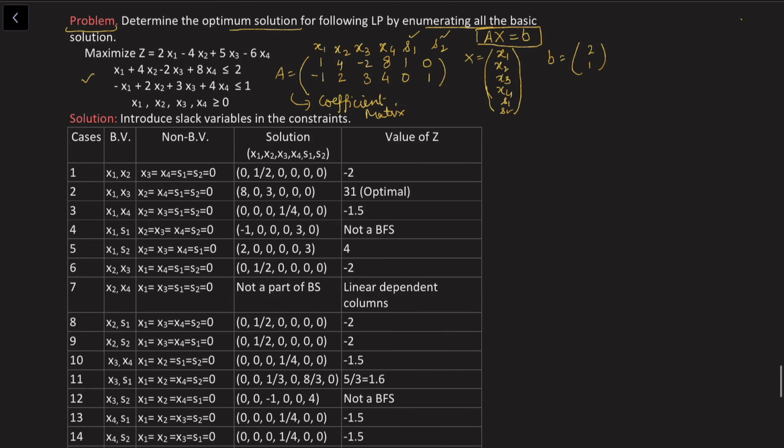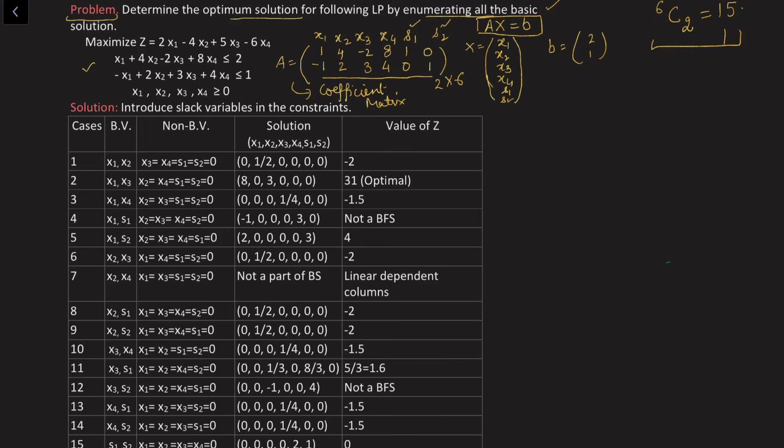Now I want to find all basic solutions. If you look at it, the order of the coefficient matrix is 2 cross 6. So there are 2 rows and 6 columns. That means, how many cases can I make in total? I can make 6C2 cases, and if I look at what 6C2 is, this is 15 cases. So as 6C2 is equal to 15, we have to make 15 such cases, which I have made here.